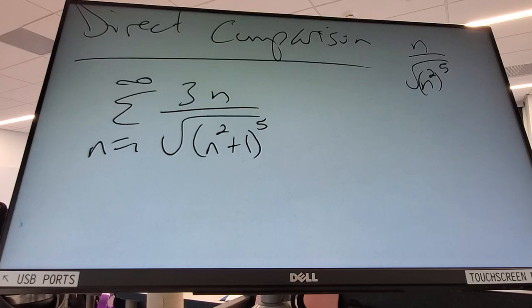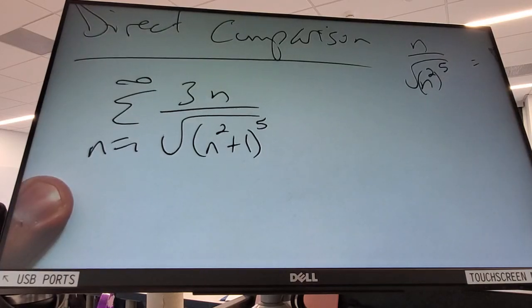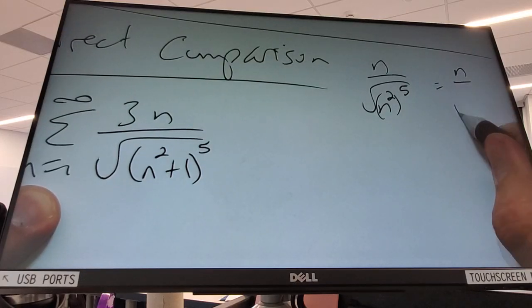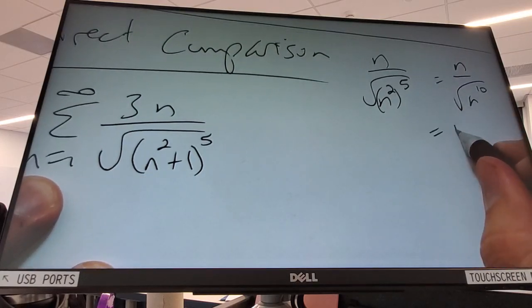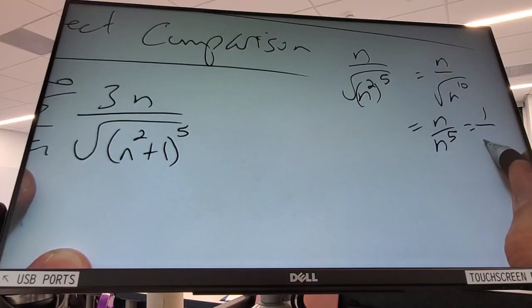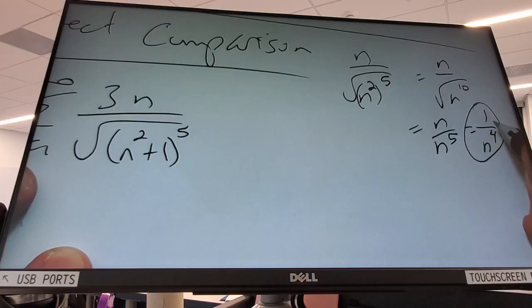What is n squared to the 5th power? n to the 10th. And what's the square root of n to the 10th? Because it cuts it in half. And what's n over n to the 5th? And what does that do? What's this series do?